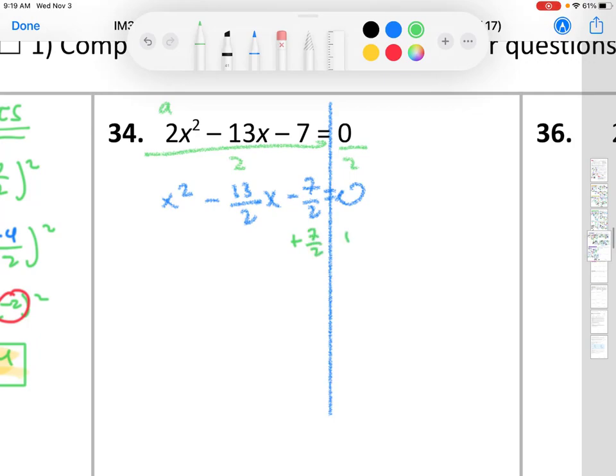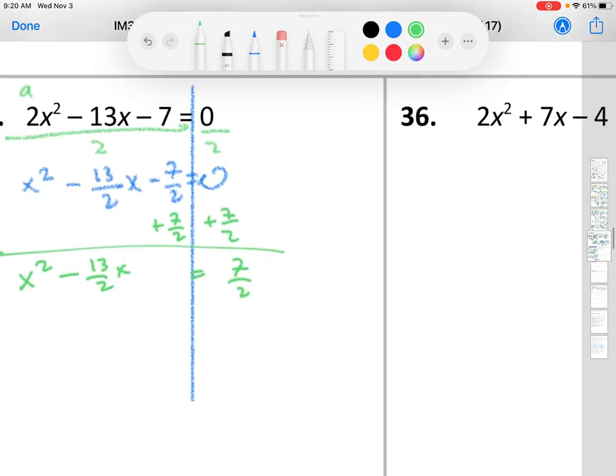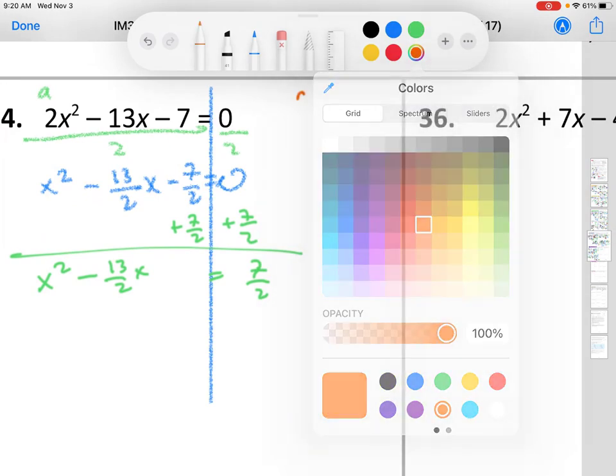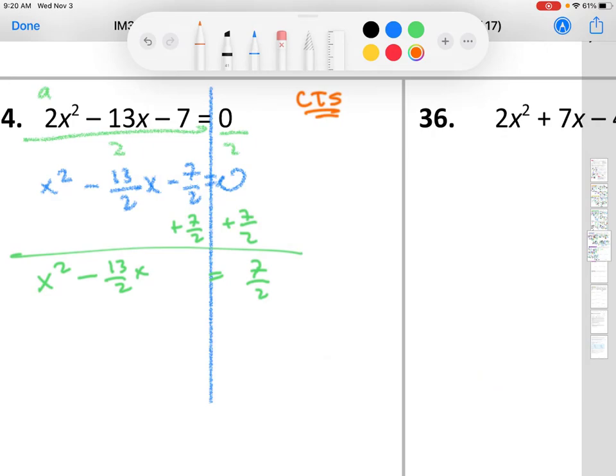Okay, let's add 7 halves here to both sides. We're removing the c value because this right here in blue is not factorable using the Xbox method. Okay, let's go ahead and complete the square. Write down the formula always. Simple step, but a lot of students will mix up.